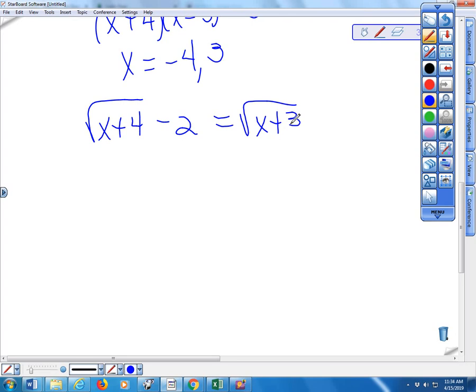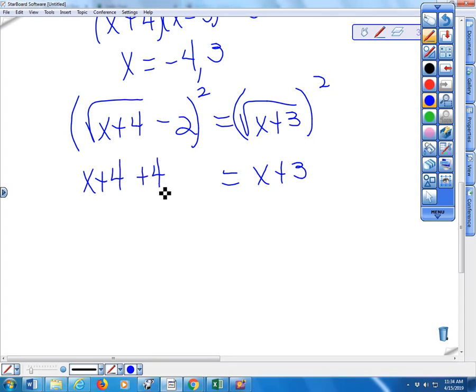Square both sides. This side's easy, right? Trick question. Yep, so you square both sides. Square this side, that becomes this. Square this, positive 4. That there's the middle term, and the middle term is this times 2, negative 4 square root of x plus 4.